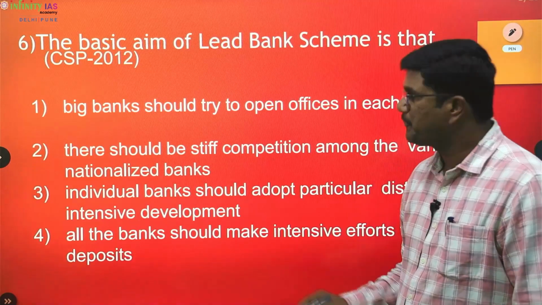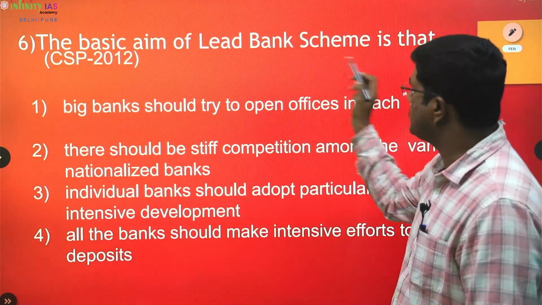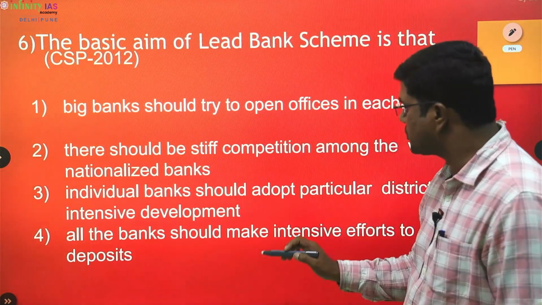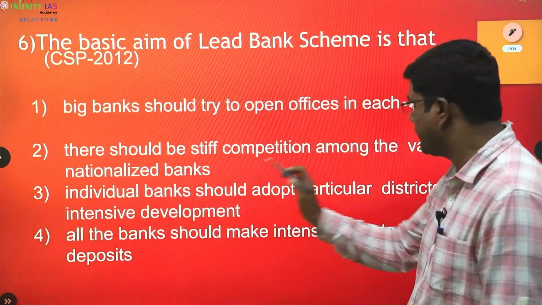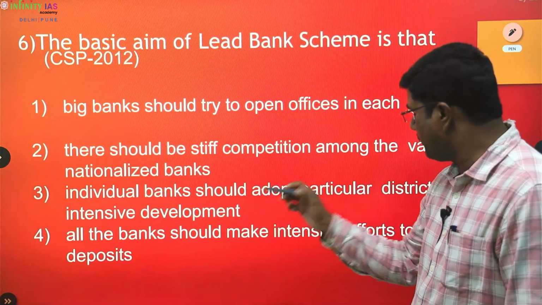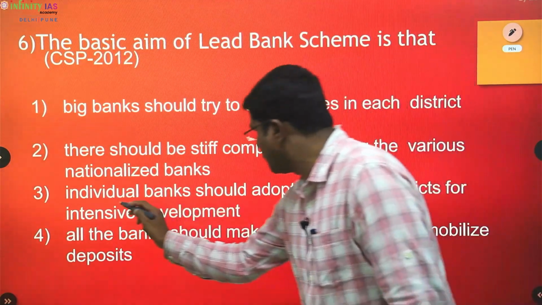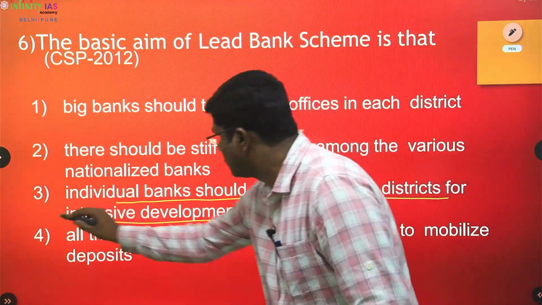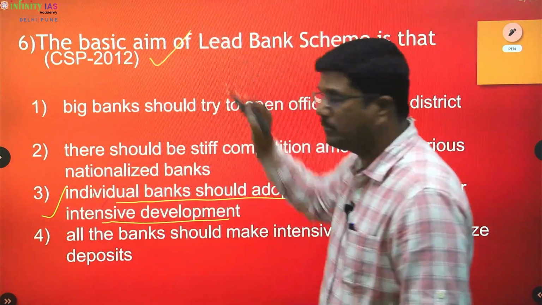Question number 6. Basic aim of lead bank scheme is that big banks should try to open offices in each district. There should be stiff competition among the various nationalized banks. Individual banks should adopt a particular district for intensive development. This is called the lead bank scheme.